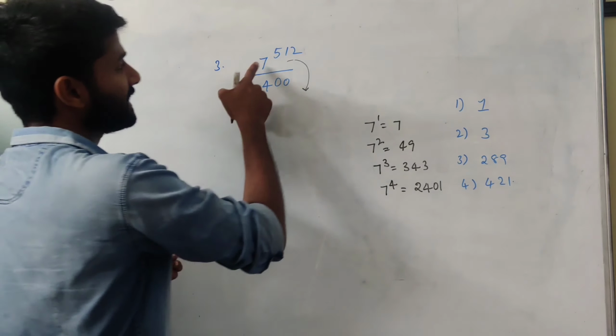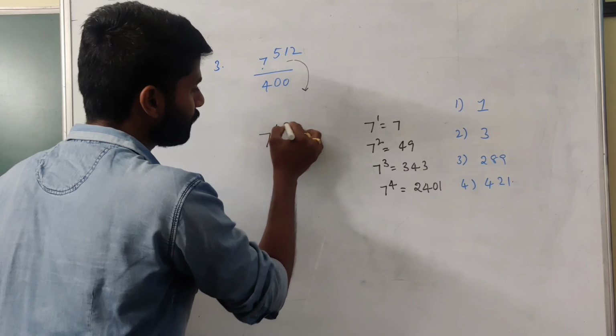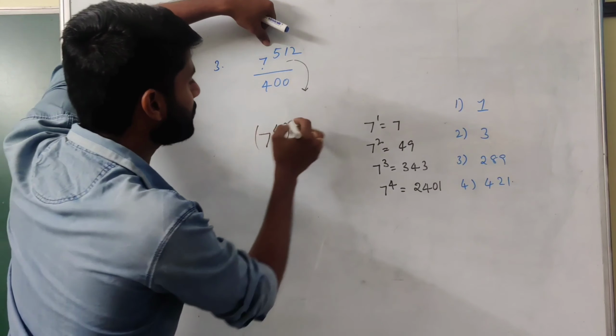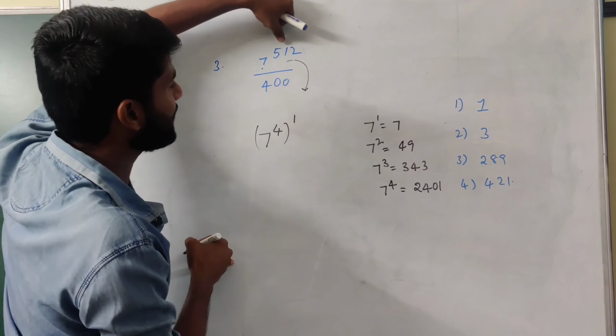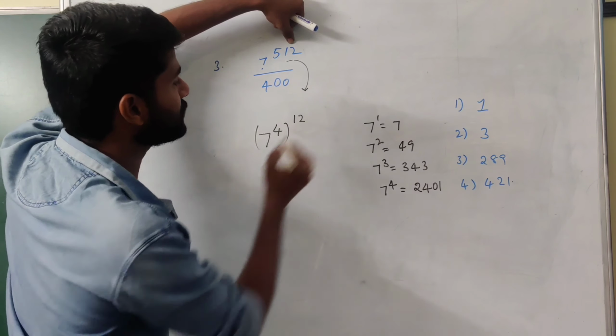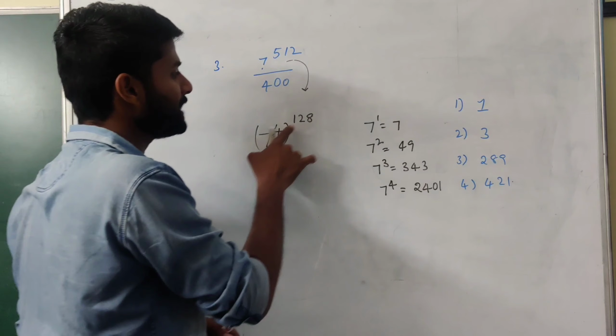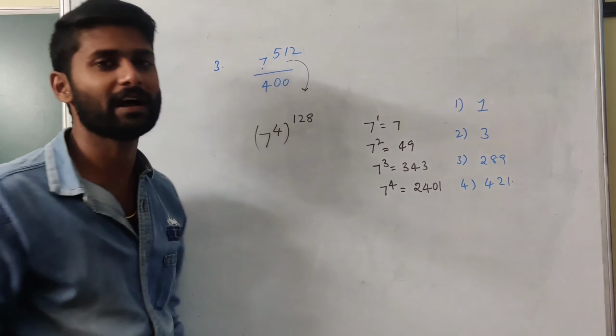Then see, converting 7^512: 7^512 means 7^4. See, 4 into 5 is 20, it is 1 time, and we have a carry forward 1, and 4 2s are 8, so 32. 4 8s are 32, so that is the exact cancellation. So 4 into 128 is exactly equal to 512.